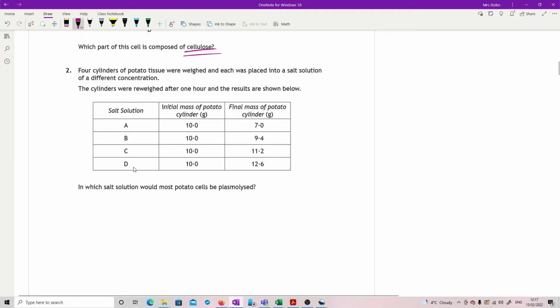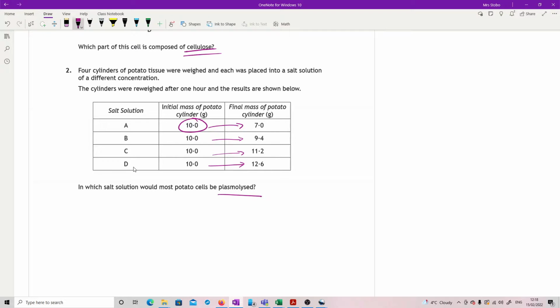Right, 4 cylinders of potato tissue were weighed and each was placed into a salt solution of different concentration. You're not told what that is, you're just told it's A, B, C and D. The cylinders were reweighed after 1 hour and the results are shown below. Okay, so we start with an initial mass of 10 grams and it's fallen down to 7 in A, it's dropped again to 9.4 in B, C it's actually increased to 11.2 and D it has increased still further to 12.6. The question is, in which salt solution would most potato cells be plasmolysed?